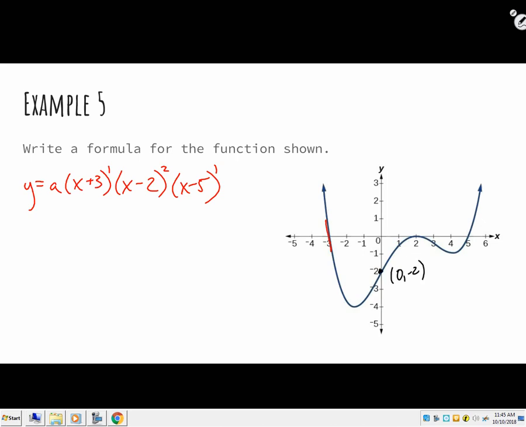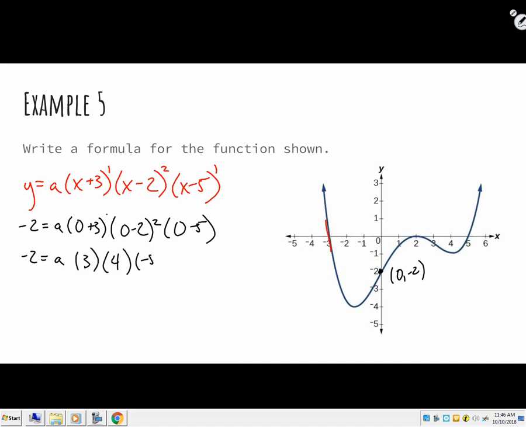A lot of times it's on the x-axis, this other point that they give you. So what you're going to do is plug in 0 for all these x's, and you're going to plug in a -2 for this y. You're going to find out if this thing's been reflected, if it's been vertically stretched or vertically compressed. So the -2 is going to hang out here. All right, so I get a 3, a 4, and a -5.